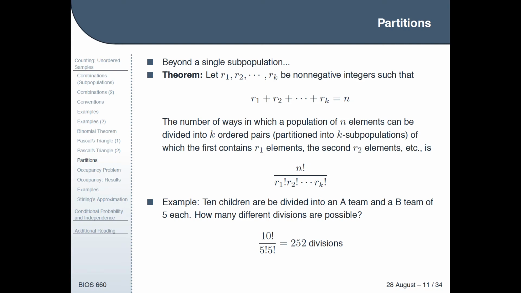Everybody with me so far? Okay, good. So it says k pairs. So we're back in permutations? No. There's no ordering within each subpopulation. It's just the subpopulations themselves have some sort of ordering in them.